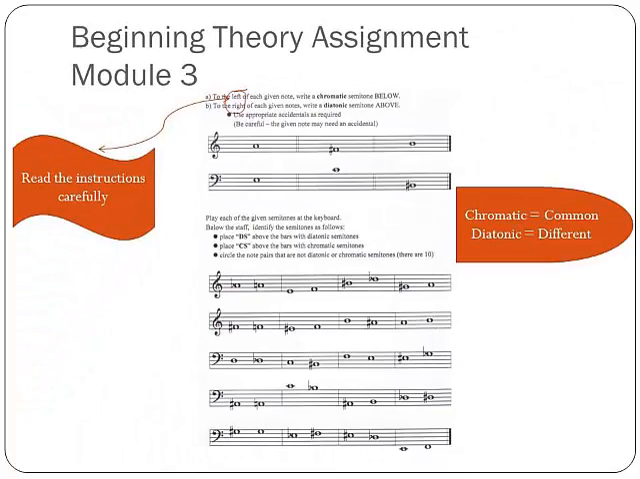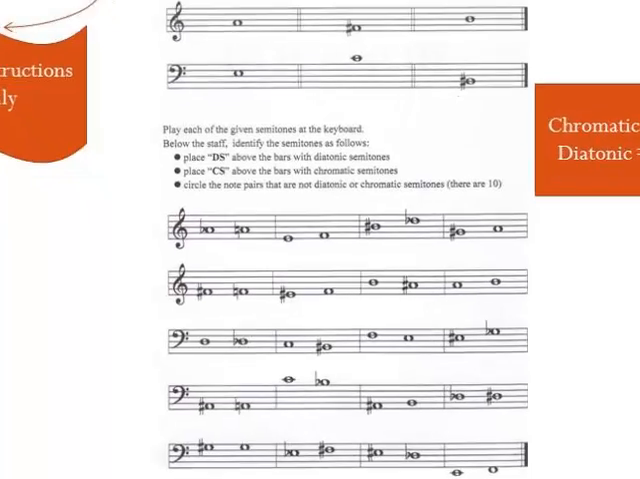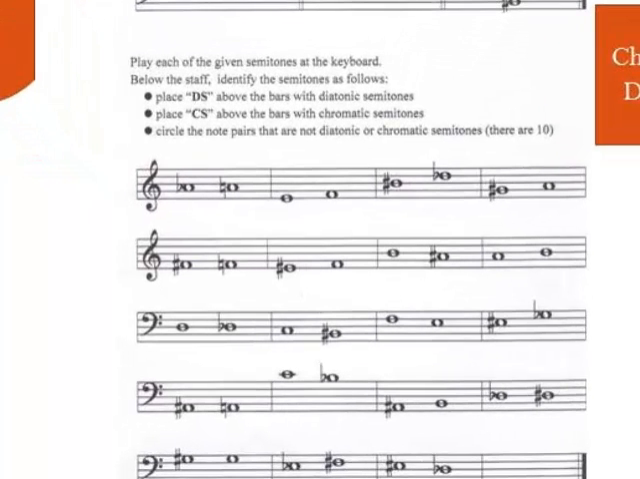Number 27, play each of the given semitones at the keyboard. Below the staff, identify the semitones as follows. Place a DS for diatonic semitone above the bars that have diatonic semitones, and a CS above the bars with chromatic semitones. Circle the note pairs that are not diatonic or chromatic semitones.